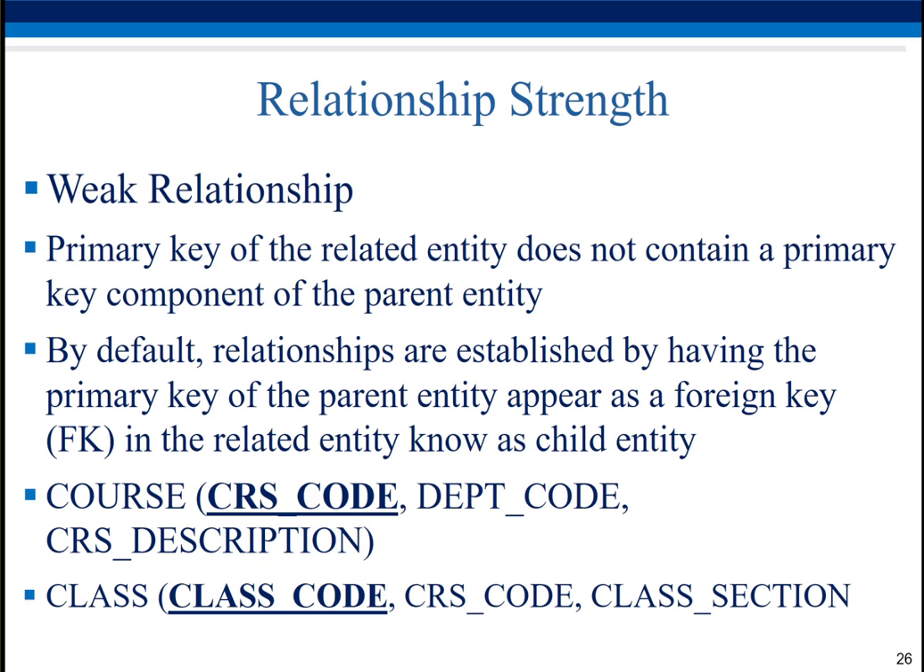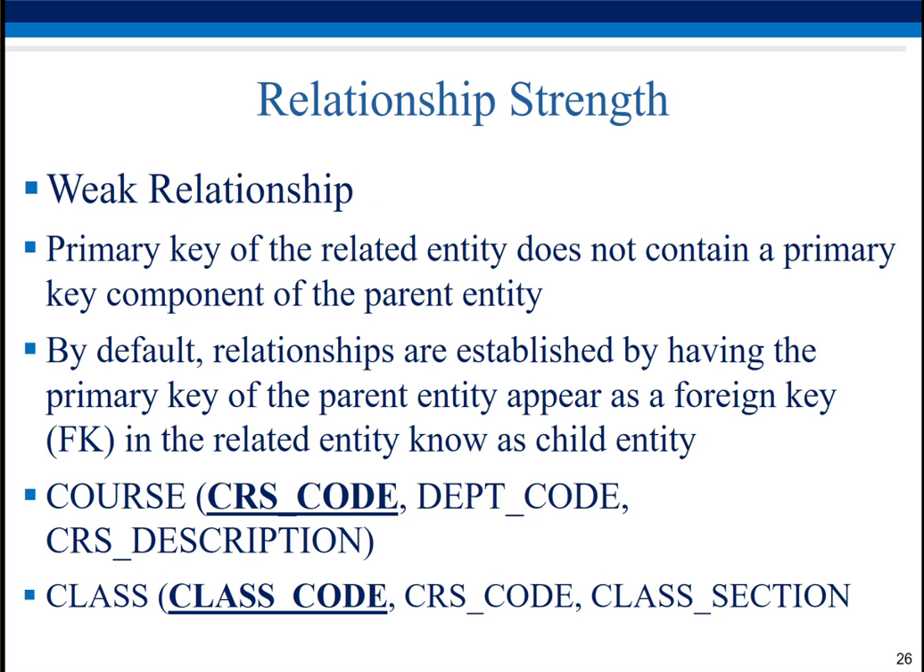Okay, very important. In a weak relationship, the primary key of the related entity does not contain the primary key component of the parent entity. So basically, it's just a plain foreign key, and you'll see an example of that in a minute. By default, relationships are established by having the primary key of the parent entity appear as a foreign key. And notice the FK stands for foreign key. PK, of course, stands for primary key.